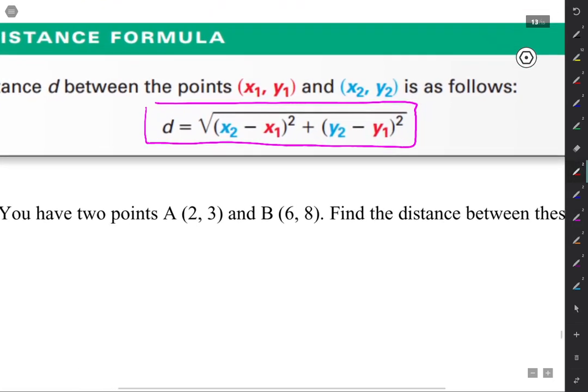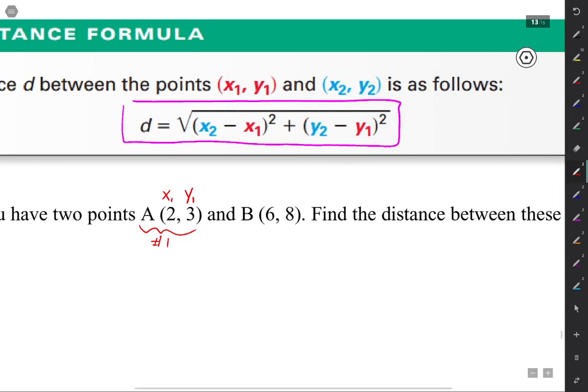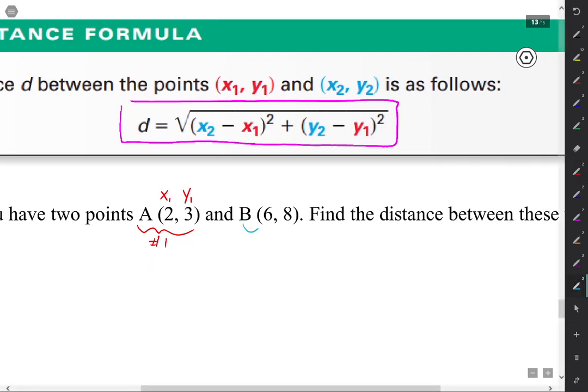So what we're going to do is take our 2 points, and I like to label them so I don't get confused. This first set of coordinates is our number 1 coordinates. So 2 is our number 1 x value, so I'm going to put x, and then I'm going to put a 1 down there. That's our x1. And then this 3 is going to be our y1. So if this is our number 1 set of coordinates, we have x1 and y1. Next, we have the second set of coordinates, or our second point. So this 6 is going to be our second x, or x2, and the y is going to be the y2.